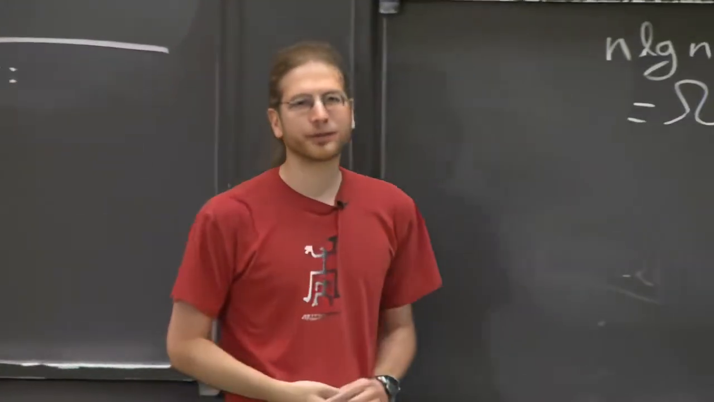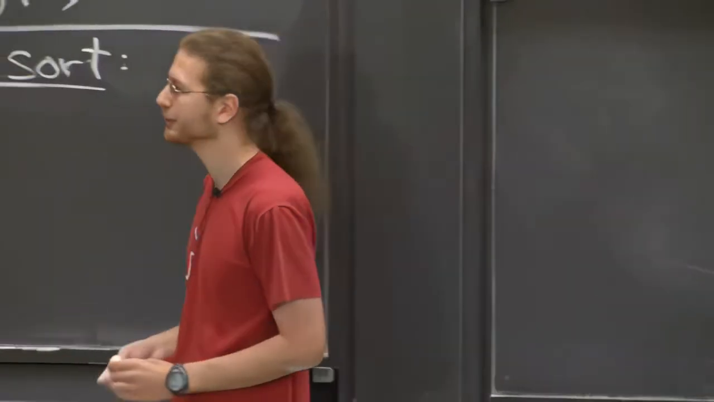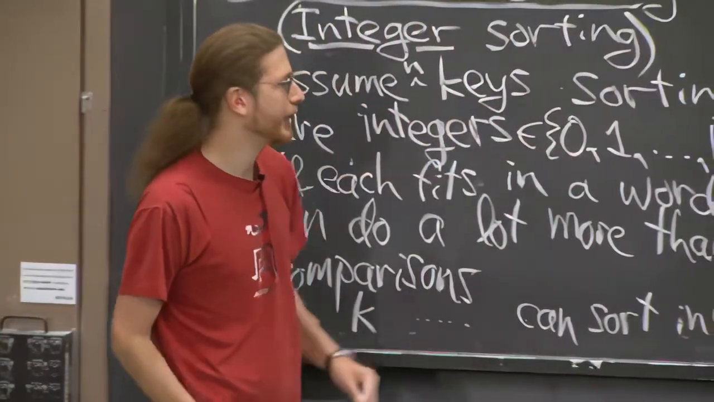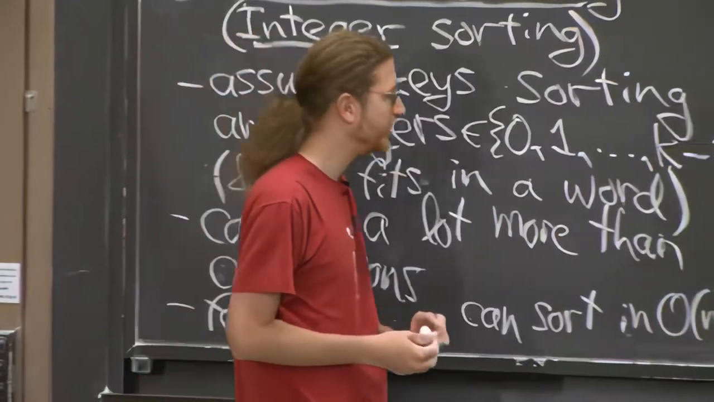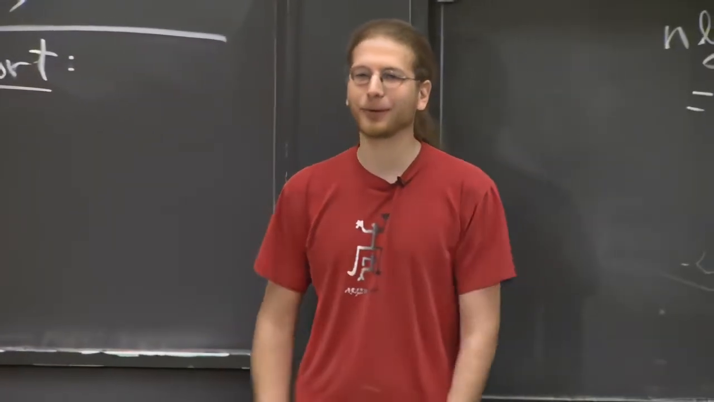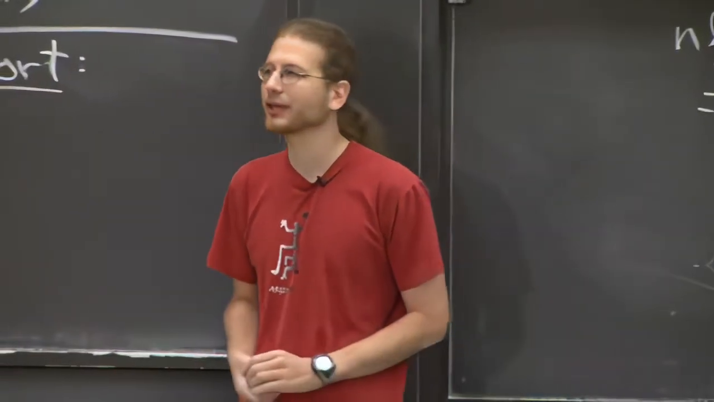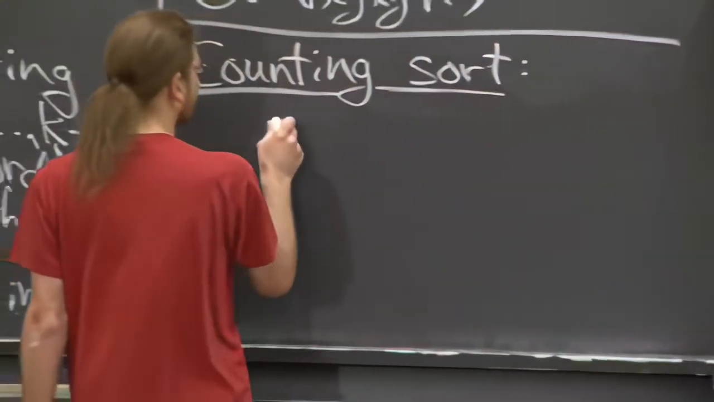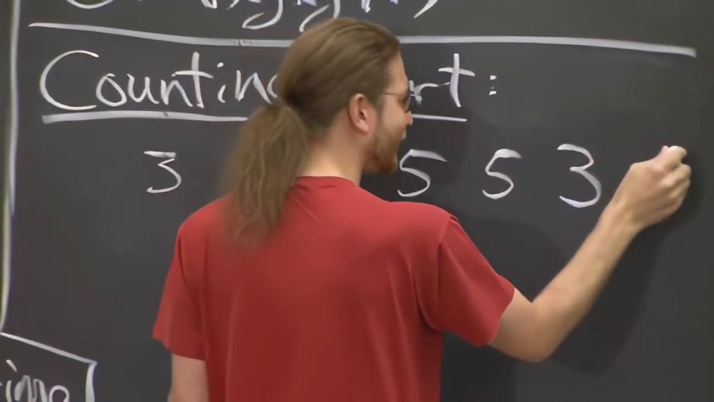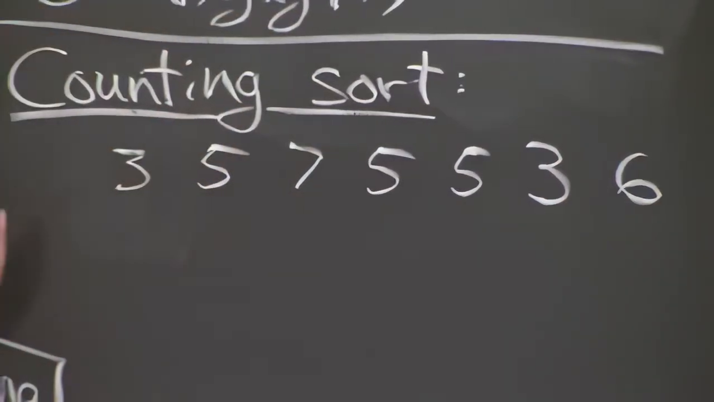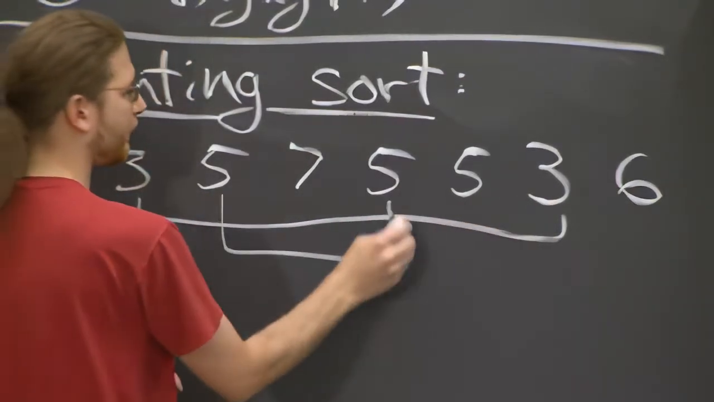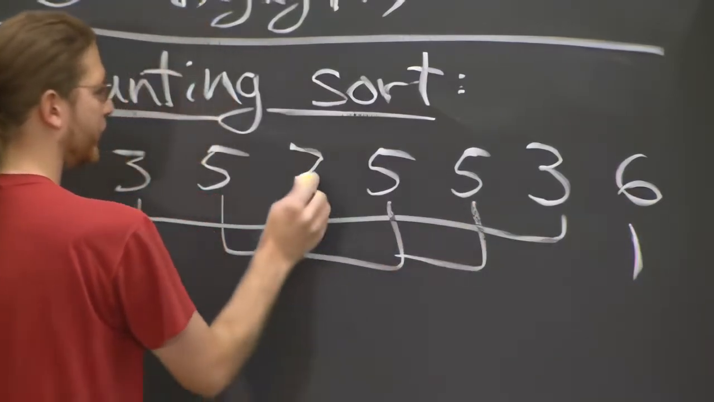Counting sort does not make any comparisons. It only does other stuff. And it's going to depend on n and on k. We'll get some running time. It's not bad as long as k is not giant. As the name suggests, what you do is count all the items. Imagine I give you a bunch of keys like 3, 5, 7, 5, 5, 3, 6. I'd like to run through this array and say, I see there are 2 3s, and there are 3 5s, and there's 1 6 and 1 7.